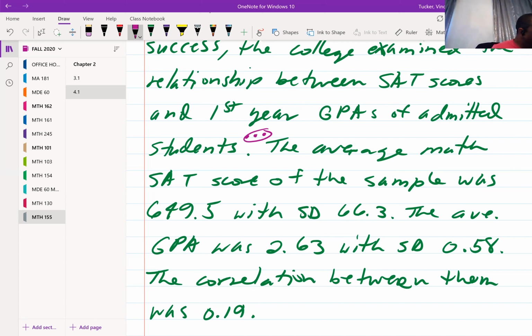Well, like I said, I was just trying to cut back on how much we had to write, wanted to get to the information, give you a background, but then also get to the information. So then the average math SAT score of the sample was 649.5 with a standard deviation of 66.3. The average GPA was 2.63, standard deviation of 0.58. And the correlation between the two was 0.19.